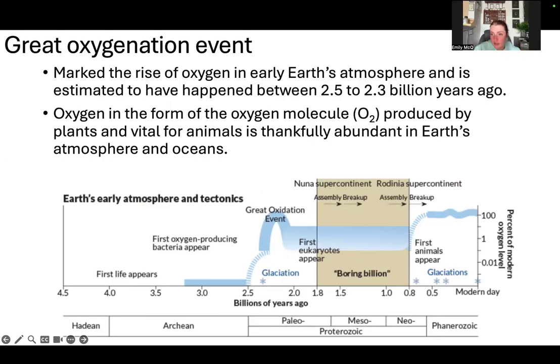So because oxygen was now introduced, around 3.5, we got some oxygen-producing bacteria appearing here. This was the rise of oxygen in Earth's early atmosphere. And here, this blue is oxygen. And then all of a sudden, we get this huge jump in oxygen.